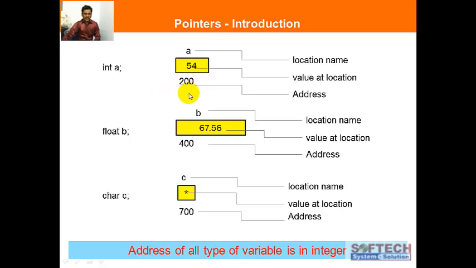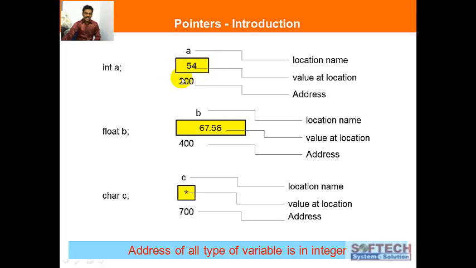So that address is 200 because it is integer A. At the time of execution, it asks for 2 bytes from the operating system. So it allocates 2 bytes for the name A. Then we assign A equal to 54, and that 54 is stored in the 2 bytes in binary form.